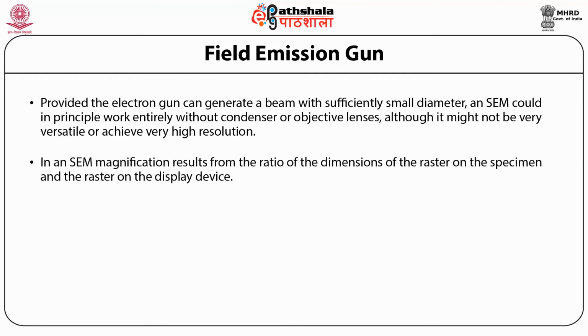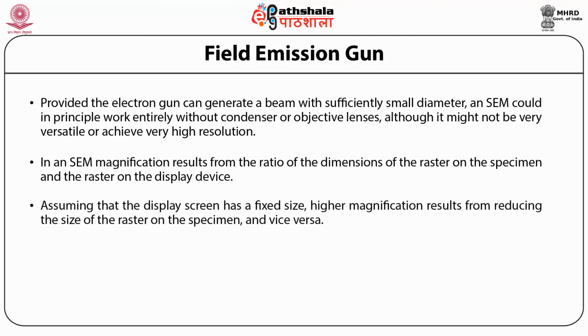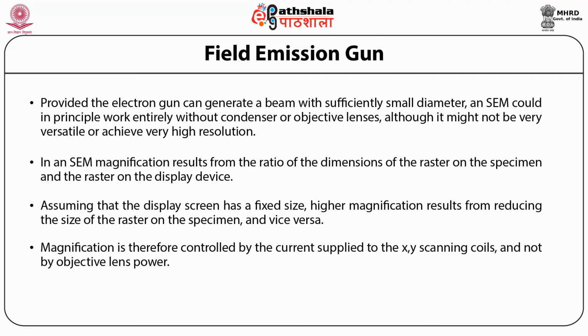In an SEM, magnification results from the ratio of the dimensions of the raster on the specimen and the raster on the display device. Assuming that the display screen has a fixed size, higher magnification results from reducing the size of the raster on the specimen and vice versa. Magnification is therefore controlled by the current supplied to the XY scanning coils and not by objective lens power.